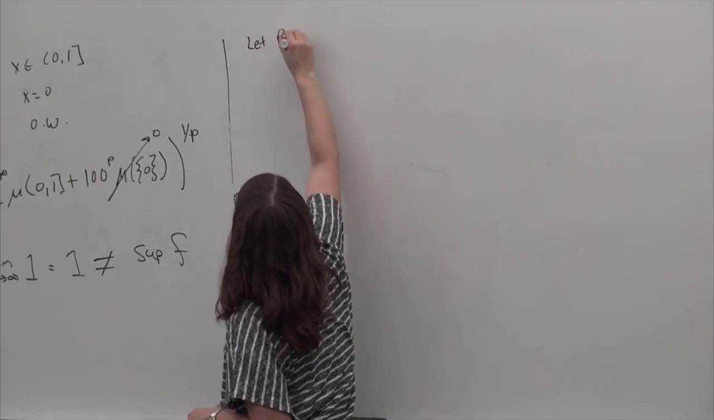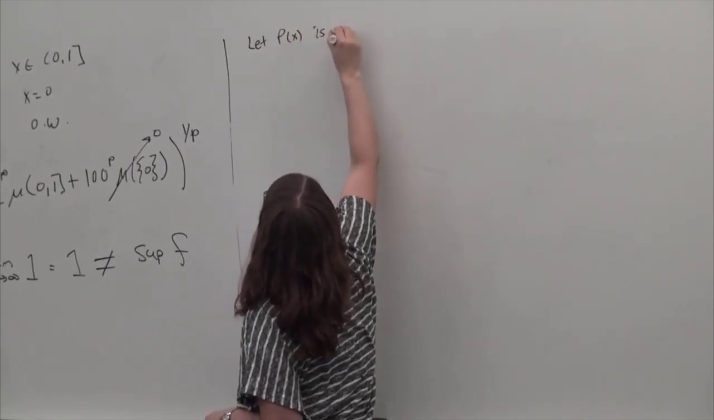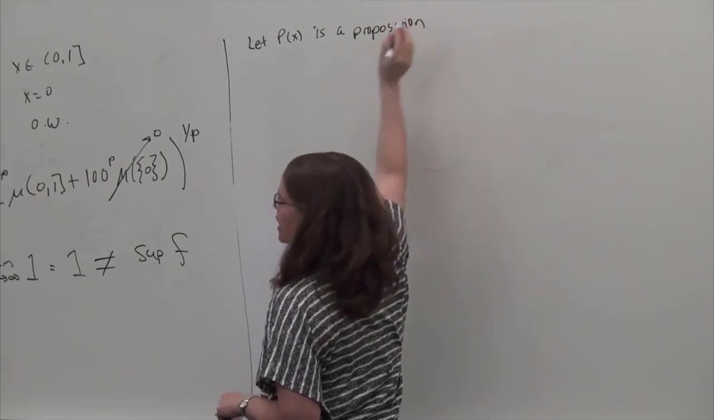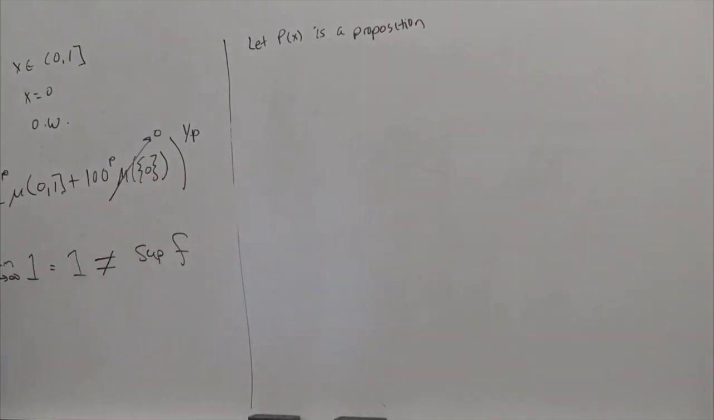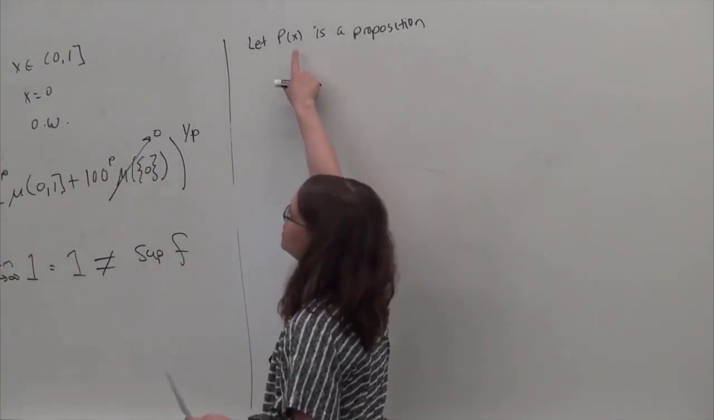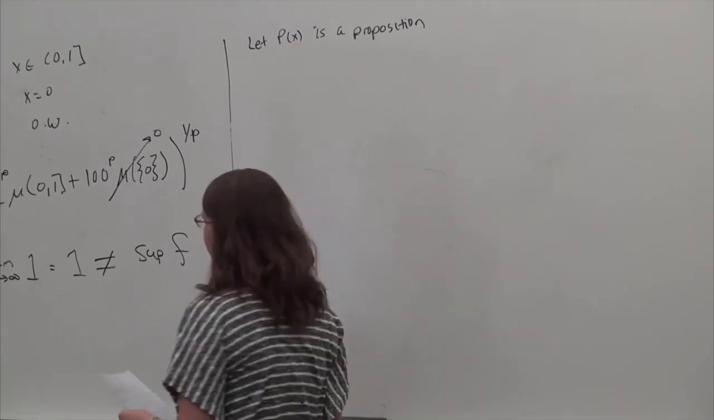Okay, so let's suppose p of x is just some statement. It might be the statement that f of x is equal to 1. It might be the statement that f of x equals x squared. It might be the statement that f of x is less than g of x. It's some statement about a function, or some statement about points on the real line, really. Okay?